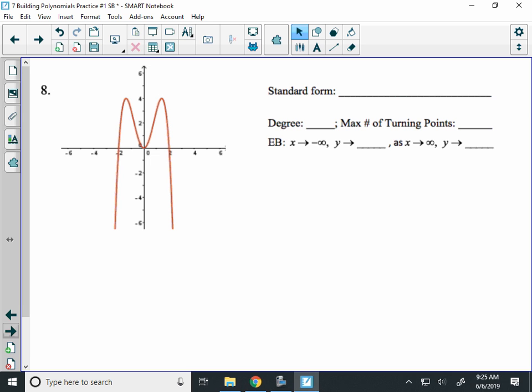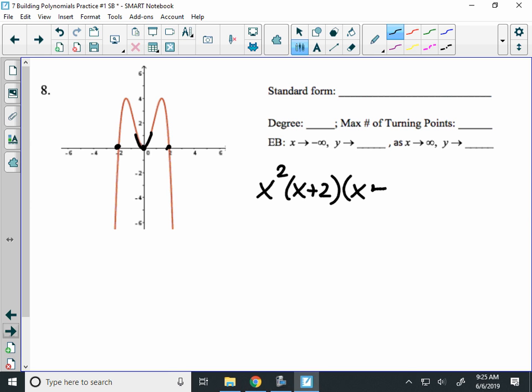Last one, number 8. We're going to write the standard form of this polynomial. First, you have to start with factored form. I have a root at -2, so that factor is going to be x plus 2. My next root is at 0. I like to put 0 out in front. That's just an x. Notice, though, that it bounces off the axis, so it's squared. And then my other root's at positive 2, so I have an x minus 2. Now, the other thing to notice, both arrows go down, which means I have a negative leading coefficient. I have to put that in front.